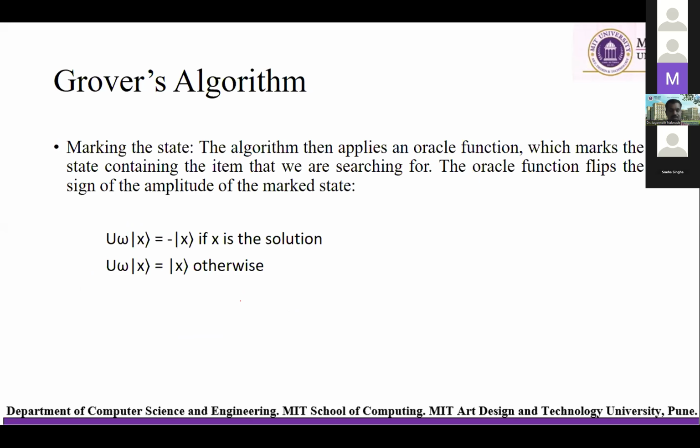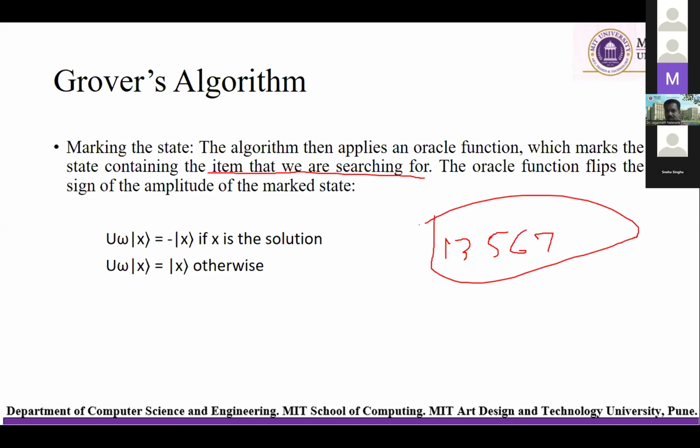For marking the state, the algorithm applies an oracle function which marks the state containing the item that we are searching for. Suppose we are searching for one particular number, like 1, 3, 5, 6, 7. If this number is identified by the oracle function, it will be marked. Then the oracle function flips the sign of the amplitude of the marked state.